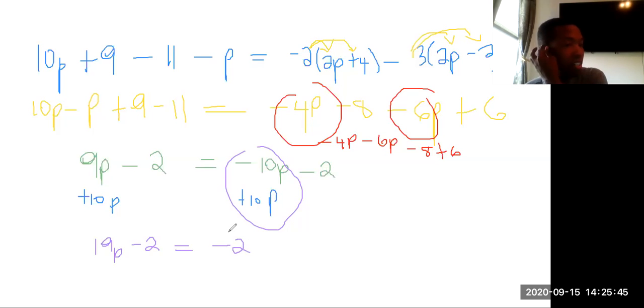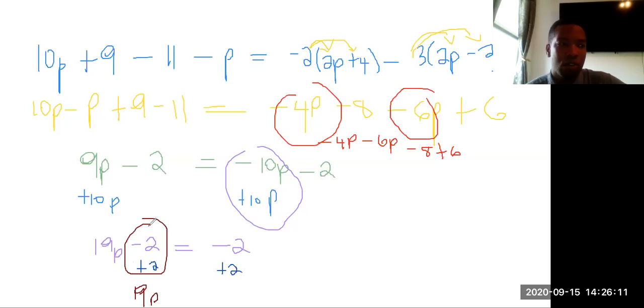2. Now I need to get this negative 2 on this side. So I'm going to do the additive inverse again. Plus 2 this time, because it's the opposite. And then plus 2. All right. So then I'm left with, let's choose a different color. 19p. This is a 0, so we don't need to put it, is equal to, this is also 0. So I'm going to put a 0 right there. So I'm going to move this up here so we can keep track. 19p is equal to 0.